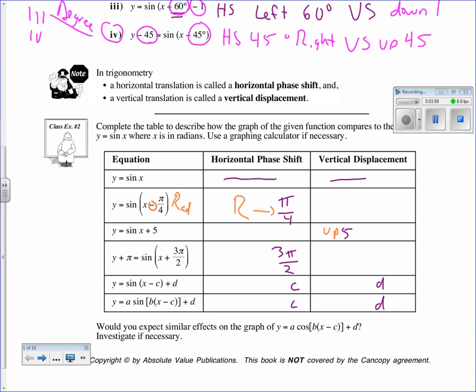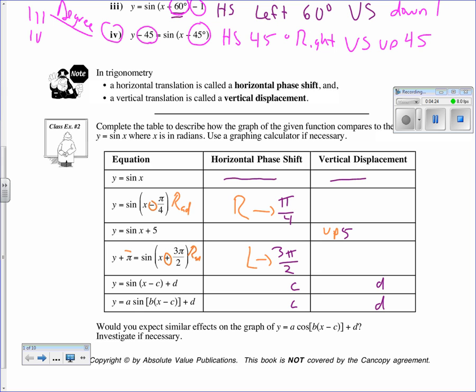3 pi/2 with a plus sign. Because it's pi, what unit does my calculator have to be in, radians or degrees? Radians. So I have 3 pi/2 that's plus. Is that left or right? L or R? Remember, it goes opposite. I have to make a shift to the left 3 pi/2.